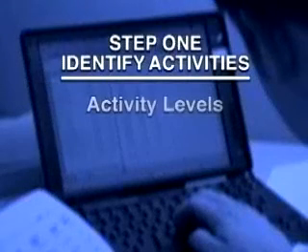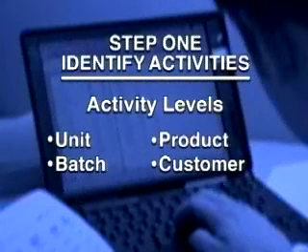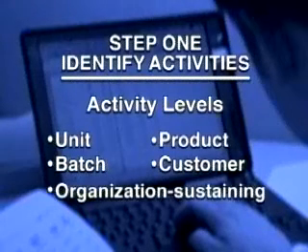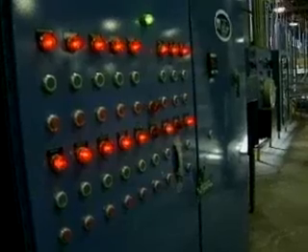Activities are often organized into 5 levels: unit, batch, product, customer, and organization sustaining. A unit-level activity is performed each time a unit is produced. For example, providing electrical power for a manufacturing line is proportional to units produced.